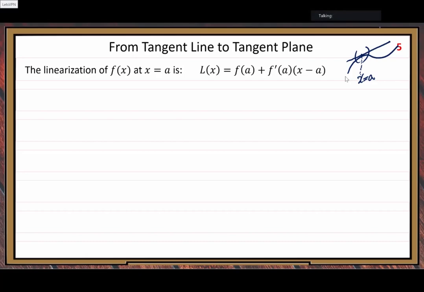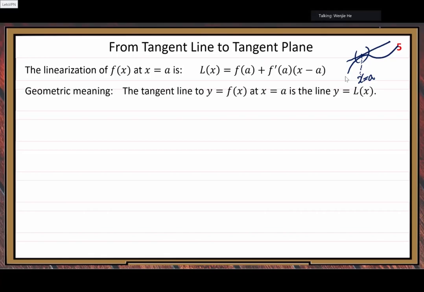Now we want to generalize this idea to the multivariable case. Here, let's just do the two variable case, which is a little easier to understand. Tangent plane, two variable case. Let's look at the geometric meaning of the one variable case, the tangent line. I drew that graph. That's the geometric meaning.